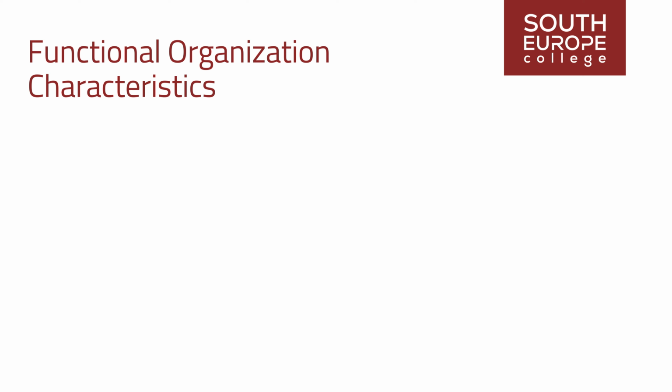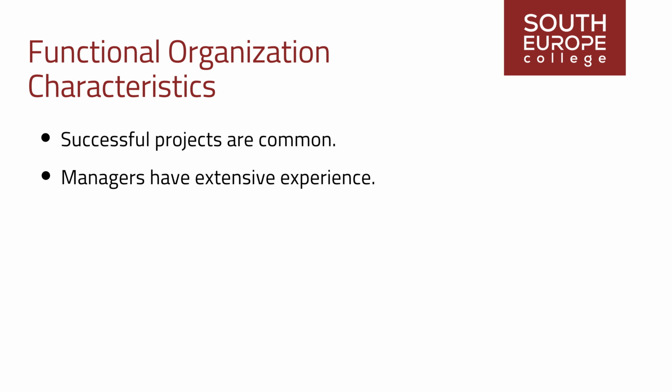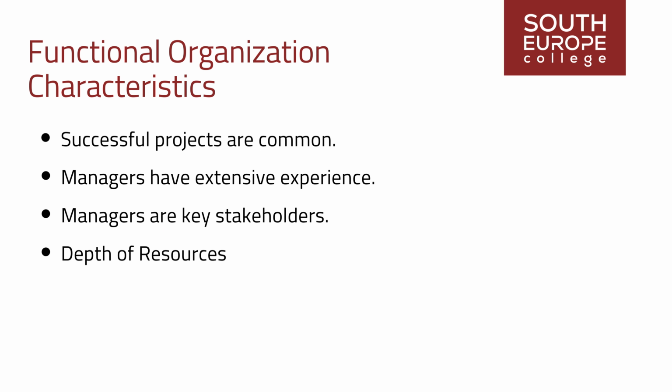Functional organizations regularly complete successful projects. Their managers often have much experience supporting ongoing projects. From the project's perspective, these managers are key stakeholders who must be adequately accounted for while planning and execution are underway. Finally, a core advantage of a functional organization is the depth of resources available to a project. If a team member leaves or becomes unavailable, there's a good chance of a viable replacement in their home department.